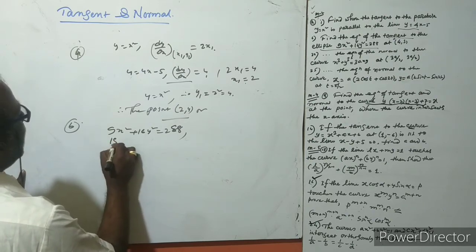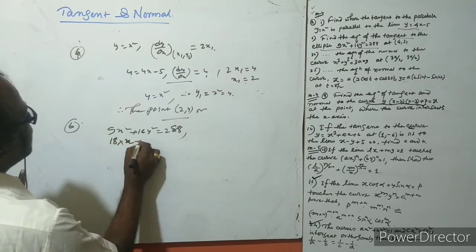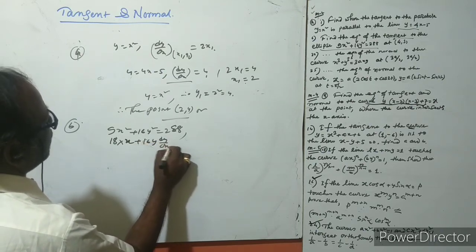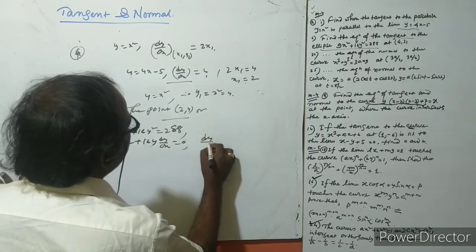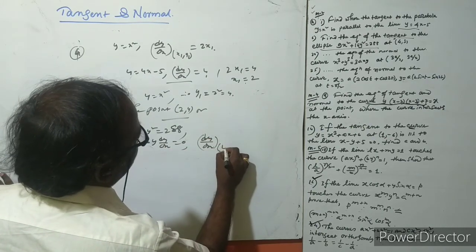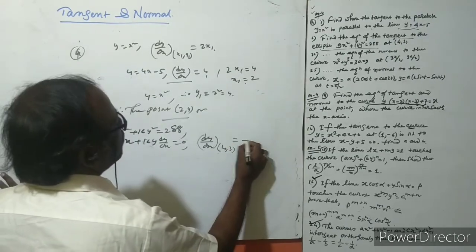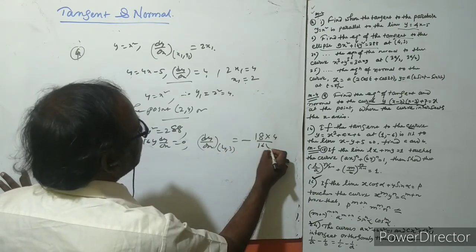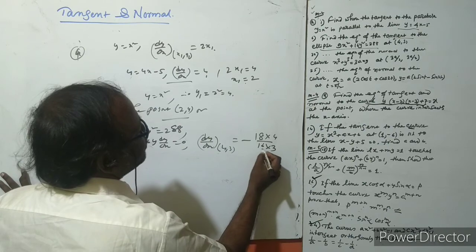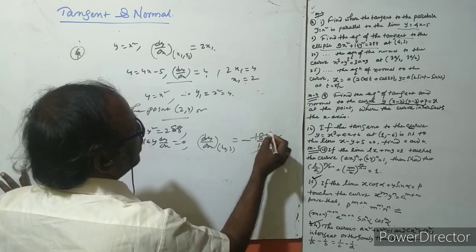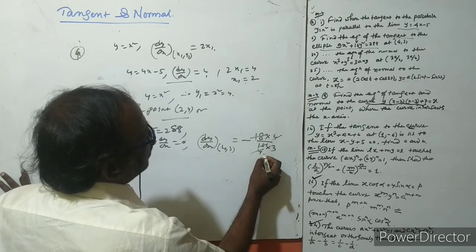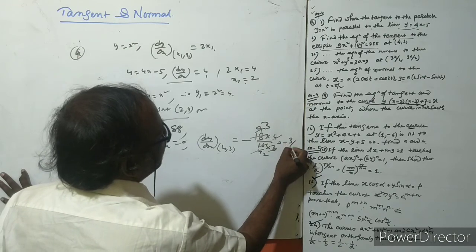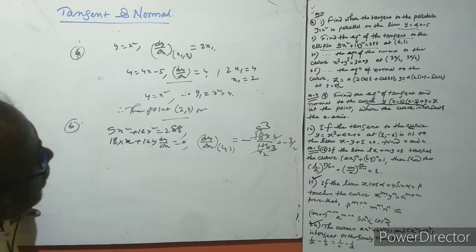Differentiate: 18x plus 32y dy/dx equals 0. So dy/dx at (4, 3) is equal to minus 18 into 4 over 16 into 3. Cancelling 4s, 2 and 9, and 3 and 3, this is minus 3 by 2. So you have to find the equation of the tangent.